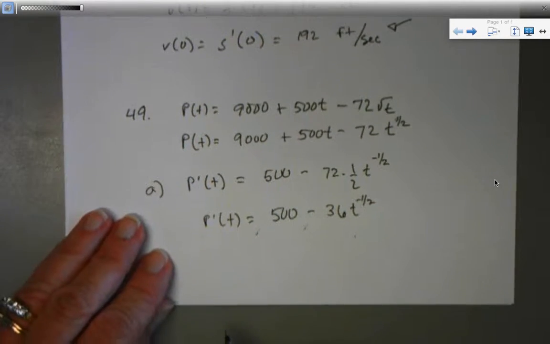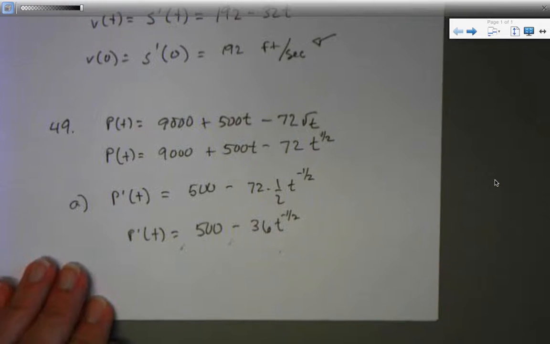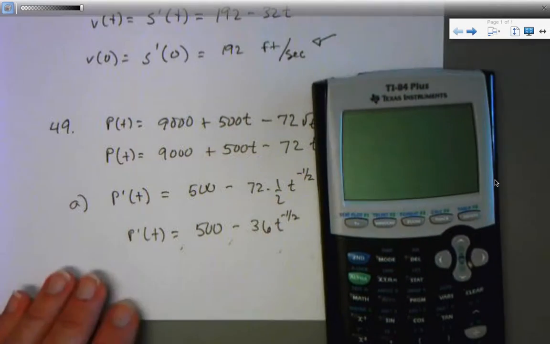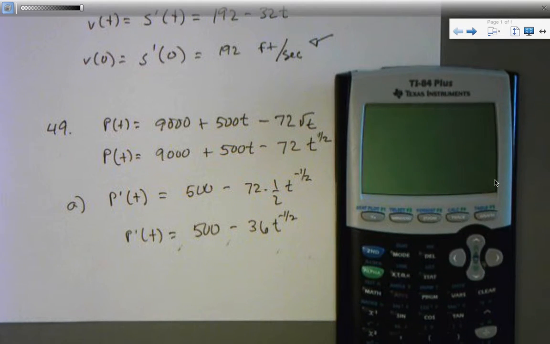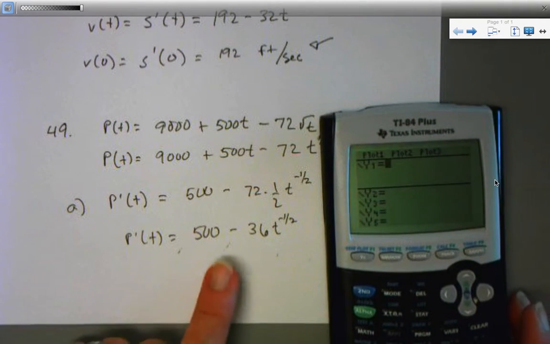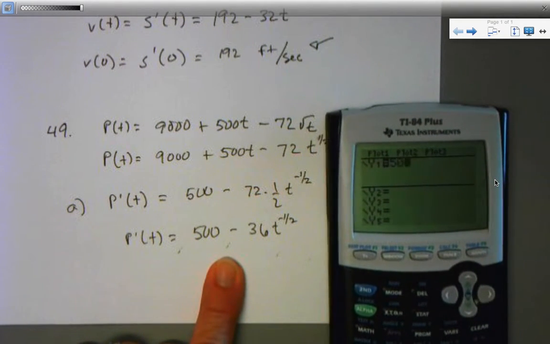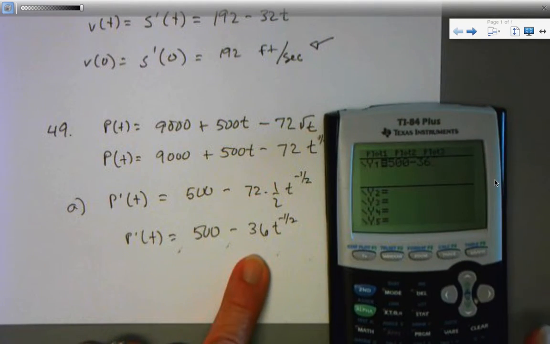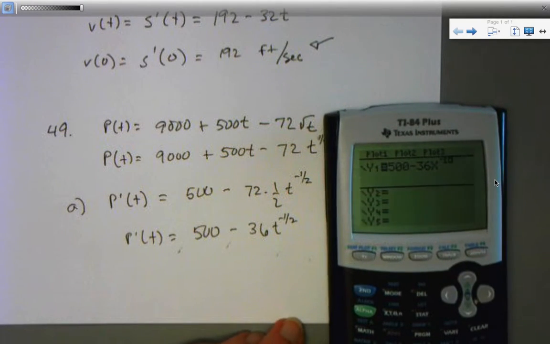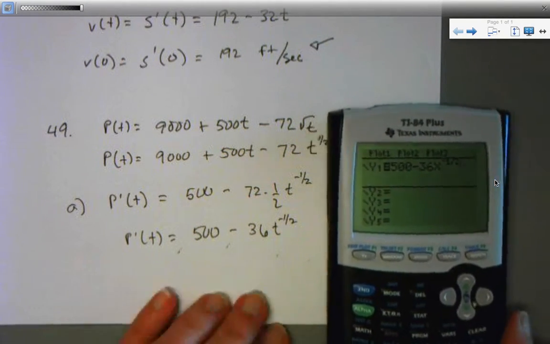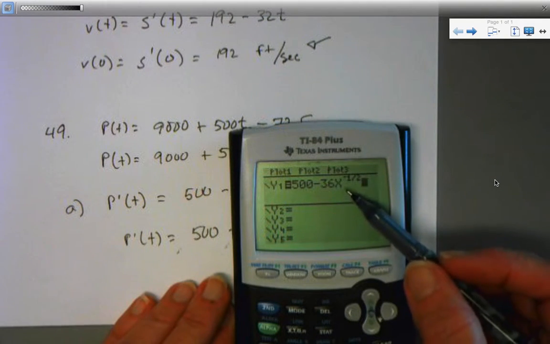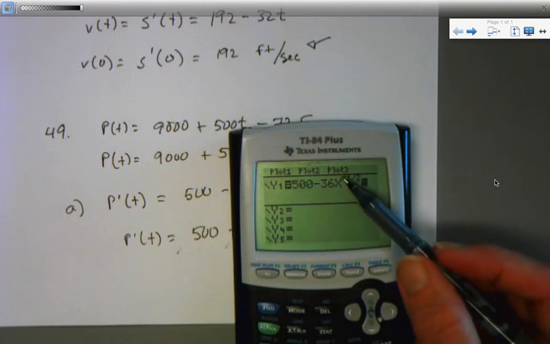Well, let's just make it easy on ourselves. Let's take our calculator and get accustomed to using this tool for ourselves. Go to your y equals key. Clear out any equations you have in there. Let's type in the equation of the derivative. 500 minus 36t, which your calculator knows is an x, raised to the negative 1/2. So notice that I wrote 1/2 as my exponent. If your calculator doesn't have the updated version, make sure you put your exponent in parentheses.